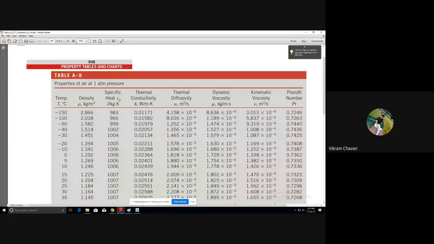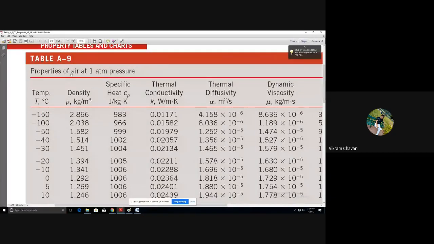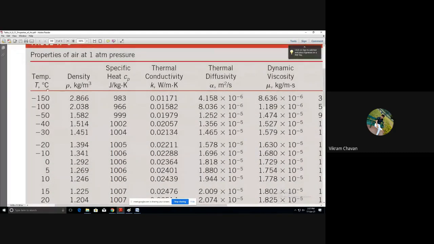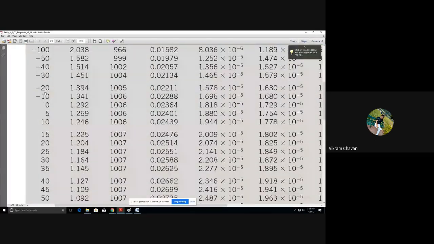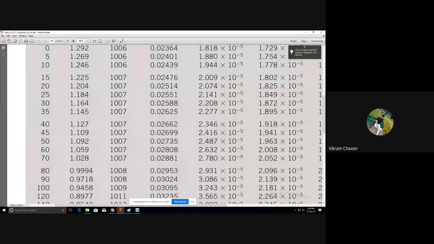Okay, you can see here. I will zoom it once again. This property table chart is for air at 1 atmospheric pressure. Now here on this side the temperatures are given. These temperatures are in degrees Celsius. Now we have to check where that particular temperature is near about.